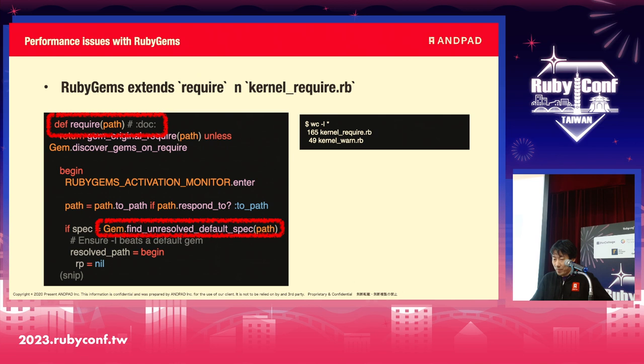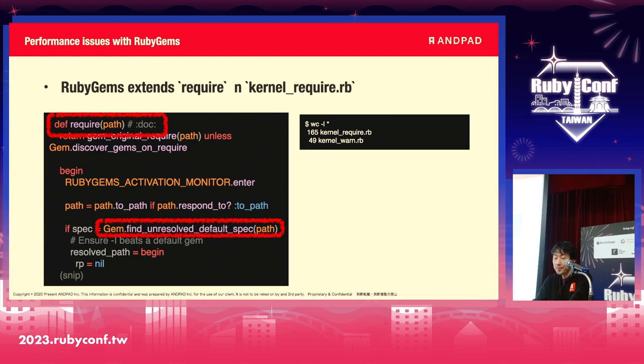Back to RubyGems. The original Ruby's require can only load from the load path. However, RubyGems has the ability to automatically add gem paths, even those that do not exist in the load path, via the extended require. The extended require is more than 115 lines of Ruby code. Additionally, RubyGems extends the Kernel#gem method with an additional 15 lines of Ruby code. Therefore, extended require is slower than the original Ruby's require. So let's look at them in depth.